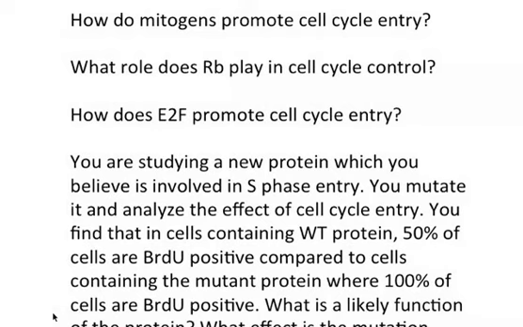Okay, so now go back to the question, which is, what is the likely function of this protein, right? So wild type protein, 50% were BrdU positive, and this protein that you mutated somewhere special, 100% are BrdU positive. So what do you think was mutated and where? Or what do you think is going on here? Does anyone have a hypothesis? Yeah.